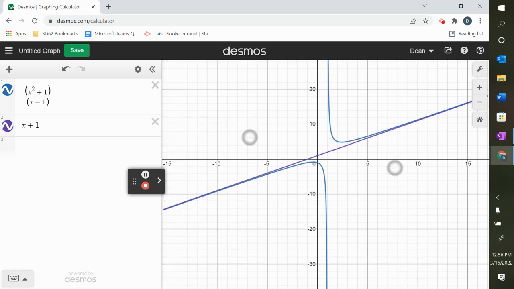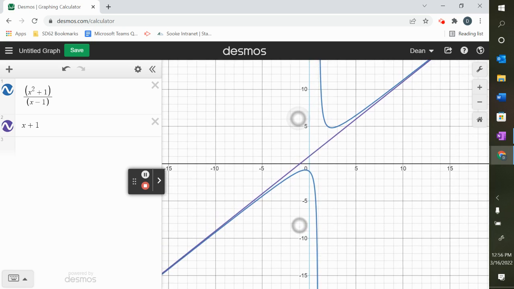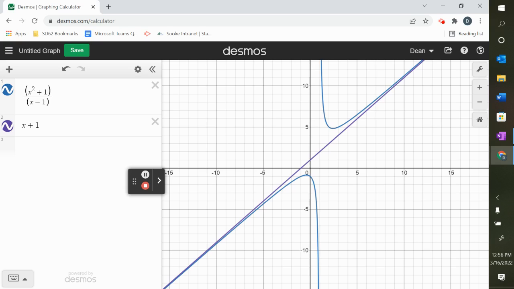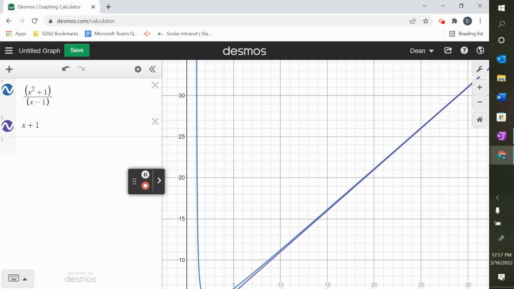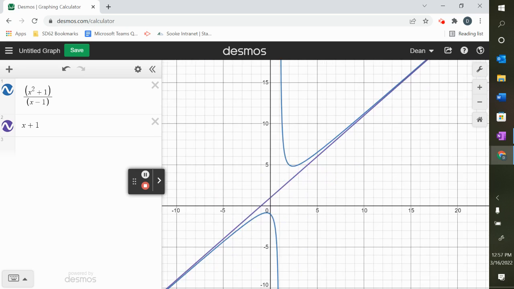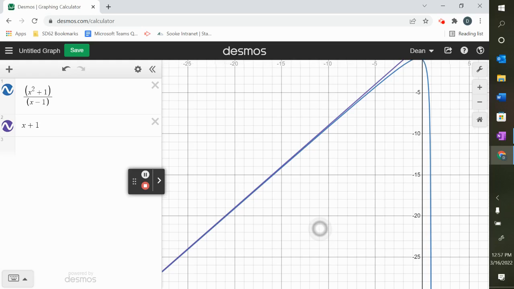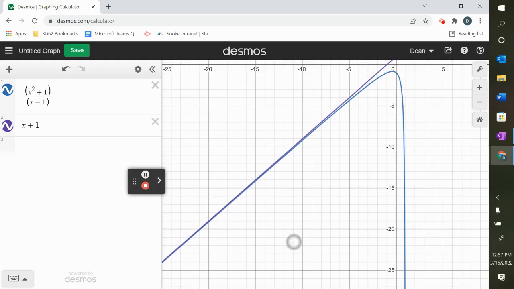How do you find that? How do you know? It just starts crossing through at 1 and then moves up or down. As we go to positive infinity, the function gets closer and closer to this line, and if you go to negative infinity, it gets closer and closer to that line. So that's a slant asymptote.